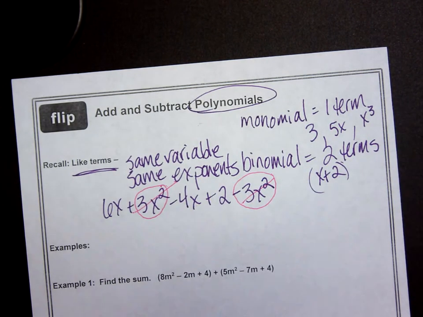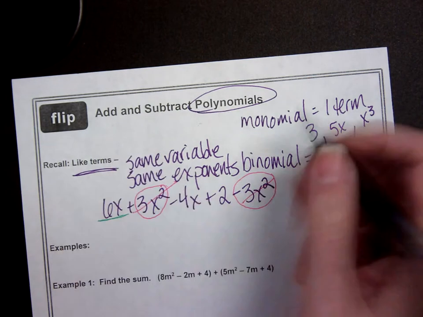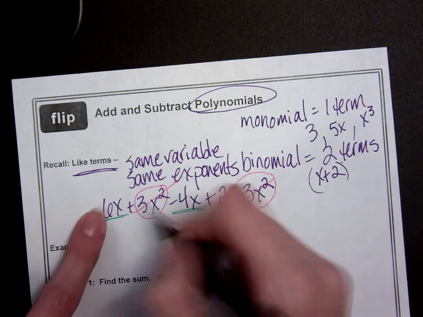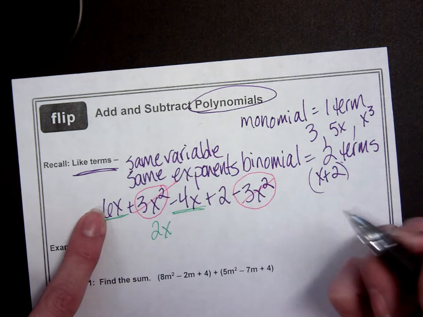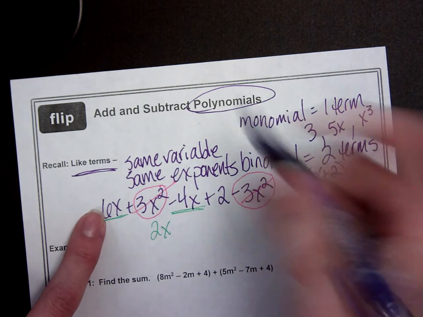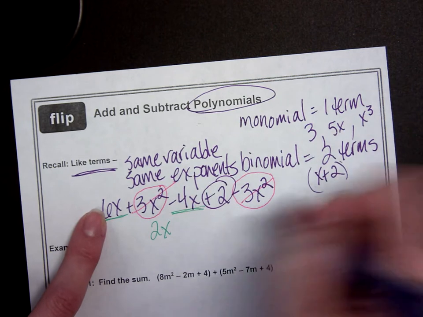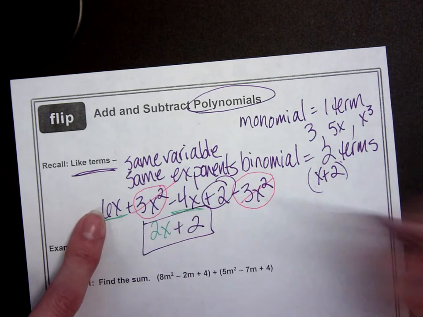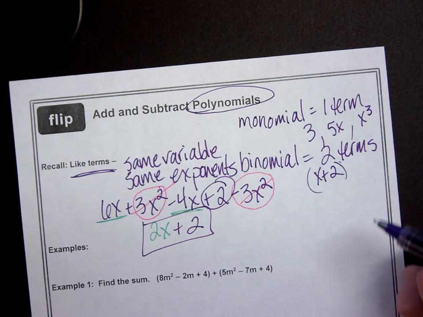And then 6x and negative 4x are the like terms. 6 minus 4 is 2x. And then this plus 2 is left over. There are no like terms that go with it, so we just write plus 2. We have simplified. Okay?